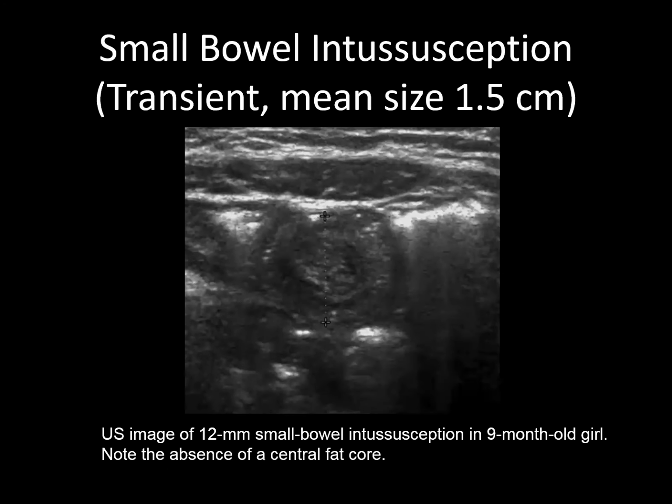Here's an example of small bowel intussusception. These are usually transient, so seeing them appear and disappear during the exam will help diagnose that. The mean size is smaller than the ileocolics, 1.5. So generally, if the intussusception is greater than 3, that's highly suspicious for ileocolic, less than 2, suspicious for just a small bowel intussusception. But again, if you see it disappear, then that's pretty much a clincher.